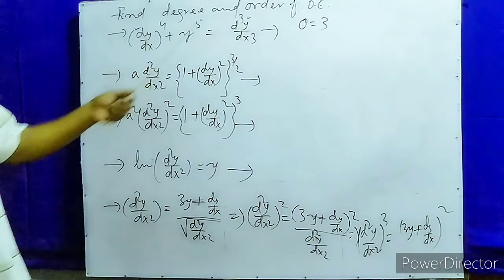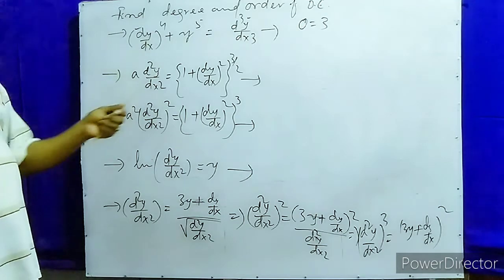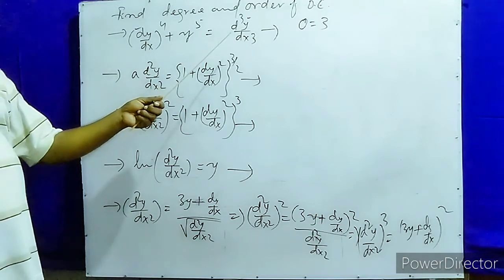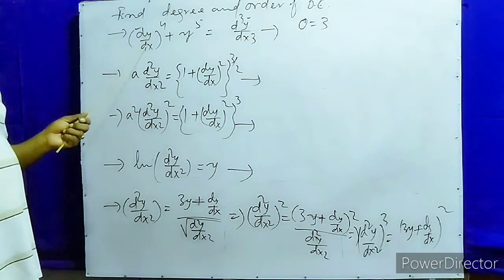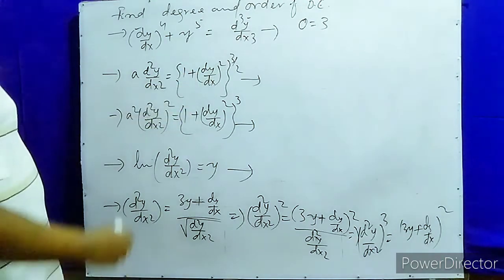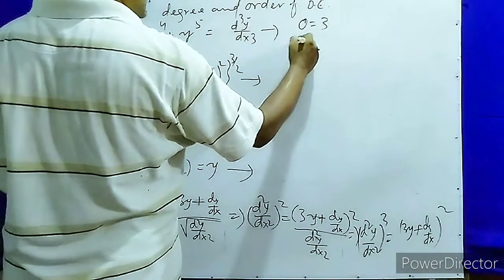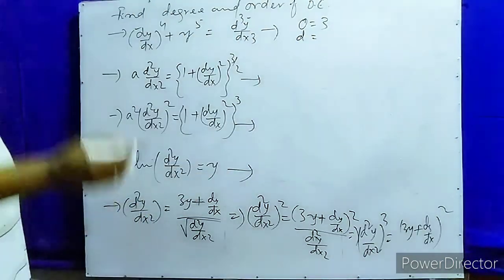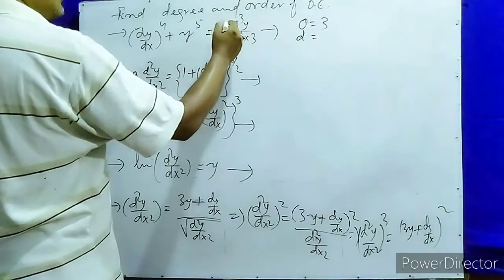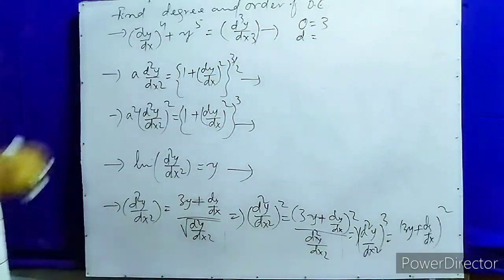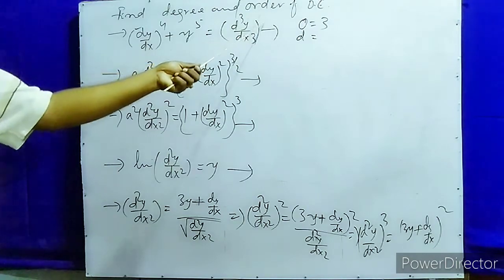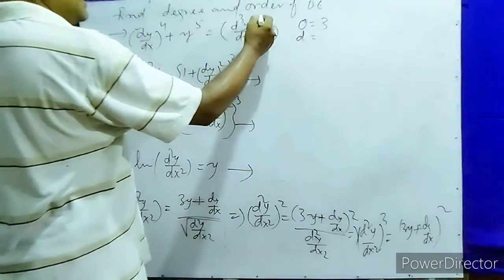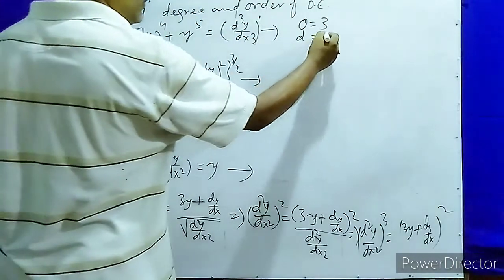There are two differentials in this equation. You have to take the largest order differential. This is the third order and this is the first order. So order equal to 3. So what is the degree of the differential equation? Degree means the power on the largest order differential. So what is the power on it? There is nothing, power means there is 1. So degree equal to 1.